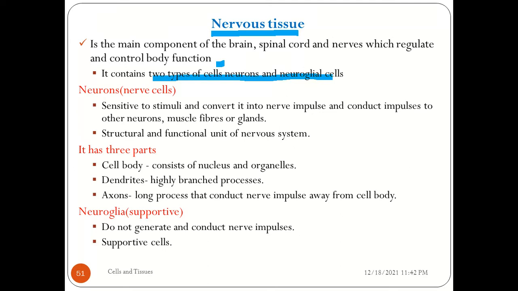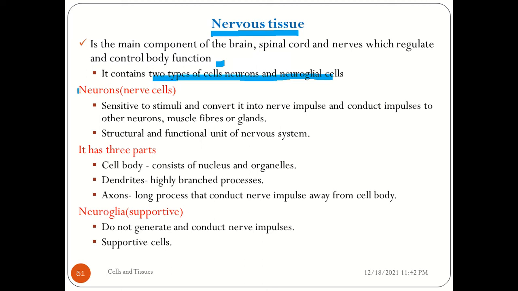By the way, neurons are the structural and functional unit of the nervous system. Neurons are excitable cells and they generate nerve impulses, whereas neuroglial cells are supportive cells. They are important to support, nourish, and protect neurons. So neuroglial cells are non-excitable cells and do not generate nerve impulses.